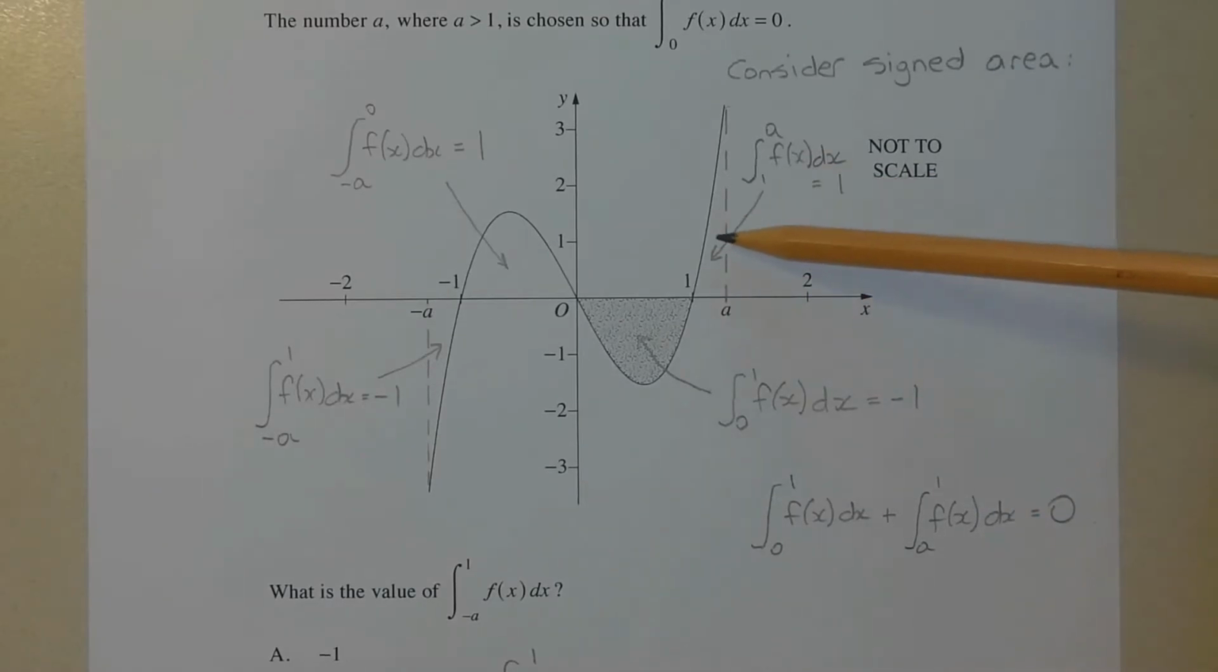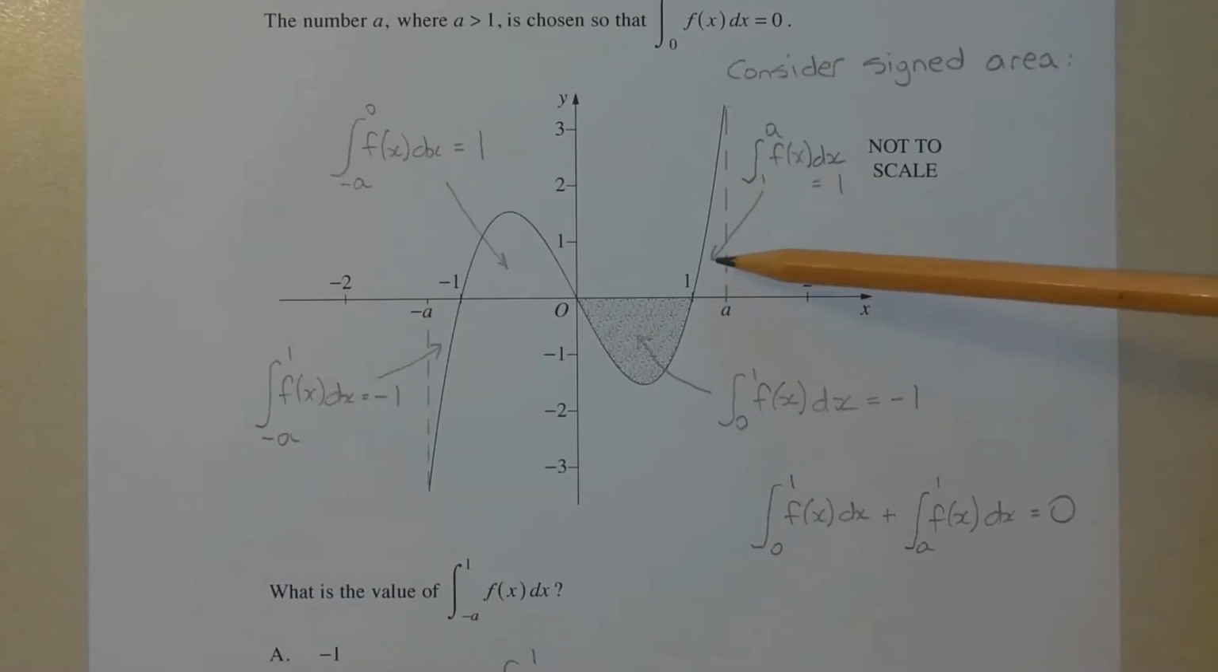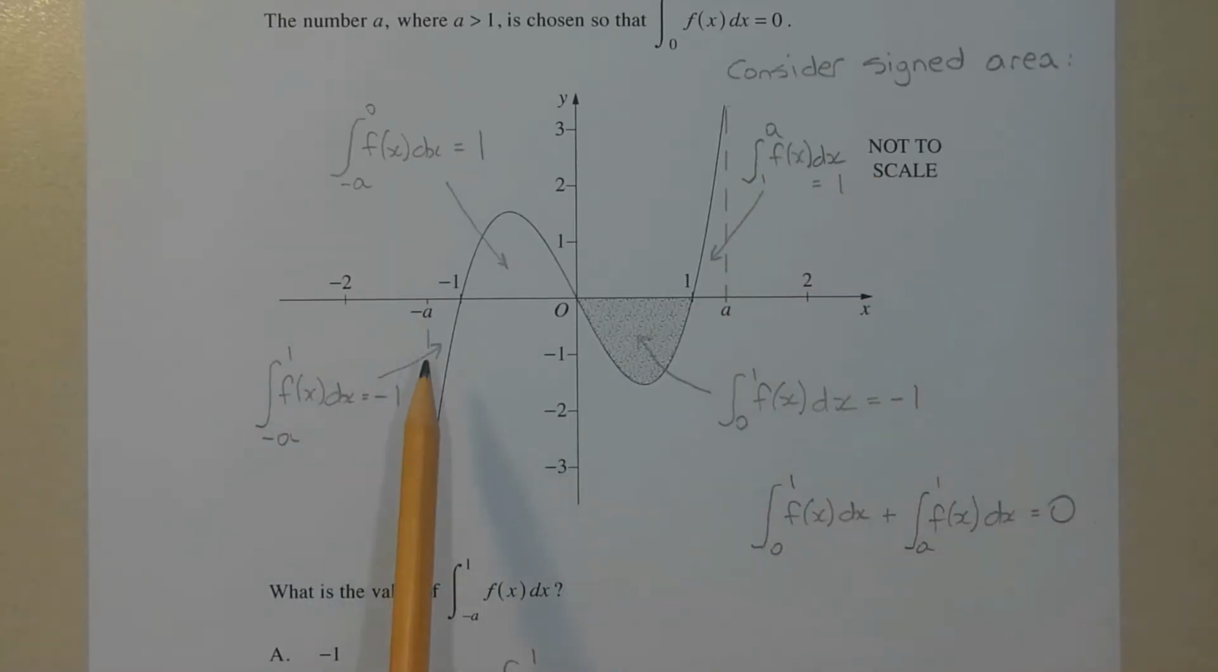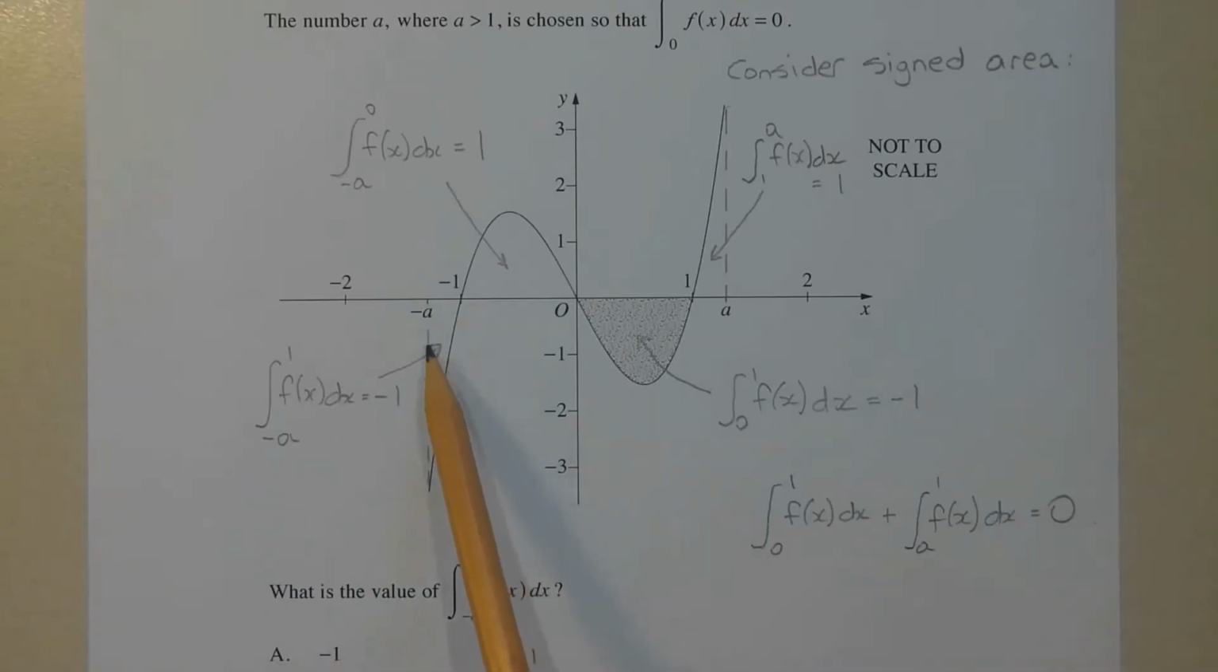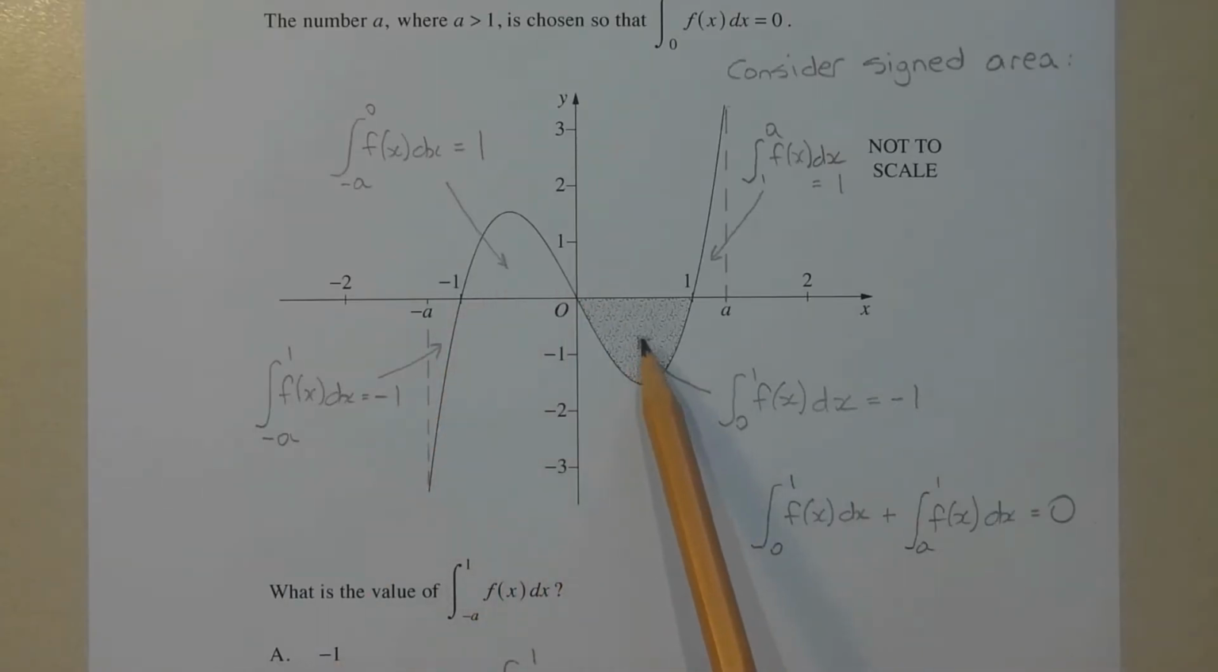So if the area in this region here is +1, the area in this region here from -a to -1 must be -1. Again, because the function is odd and there's symmetry or point symmetry around the origin. So the area here is -1, the area here is +1, the area here is -1, the area here is +1. The question is asking for the definite integral that encompasses this area, and this area.